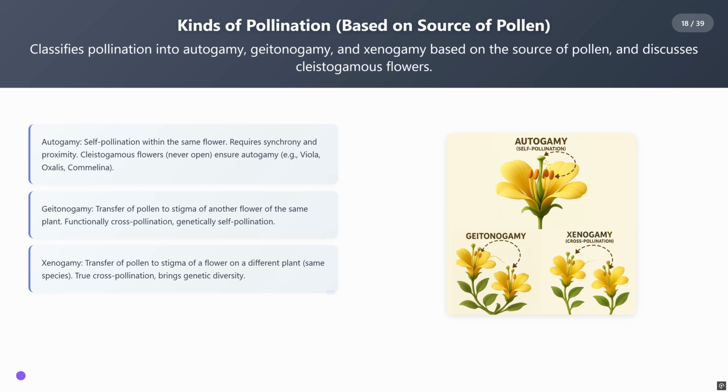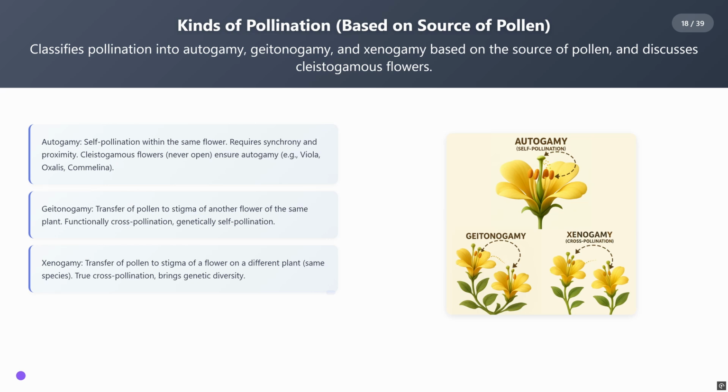Geitonogamy. Sounds a bit similar. Geitonogamy involves the transfer of pollen grains from the anther of one flower to the stigma of another flower, but on the same individual plant. Ah, different flower, same plant. Correct. So functionally, it looks like cross-pollination because it usually requires a pollinating agent like an insect or wind to move the pollen between flowers. However, genetically, it's very similar to autogamy because all the flowers on a single plant generally share the same genetic makeup. The pollen grains are coming from the same parent plant. I see. So ecologically, it's cross-pollination, but genetically, it's like self-pollination.